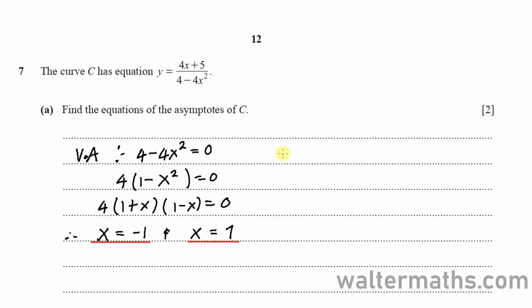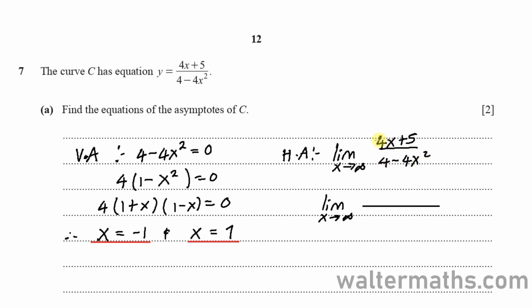Next, we look for the horizontal asymptote. For the horizontal asymptote, we can simply look for the limit as x approaches infinity of (4x + 5) over (4 - 4x²). So this is the same as the limit as x approaches infinity of, and here I'll divide all the terms by the highest power of x in the denominator.